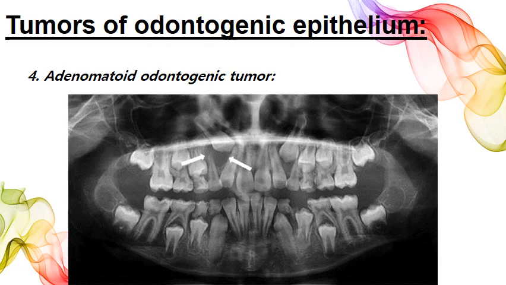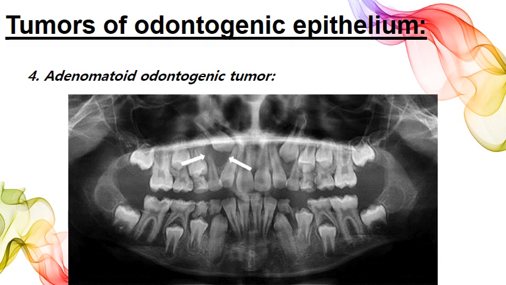The final type of benign odontogenic tumor of odontogenic epithelial origin is the adenomatoid odontogenic tumor. This tumor represents about 3 to 7% of all odontogenic tumors, which is considered a high percentage. It is limited to young patients. Two-thirds of the cases are reported between the ages of 10 to 19. Females are affected twice as much as males. So here we see the female more affected by this lesion.